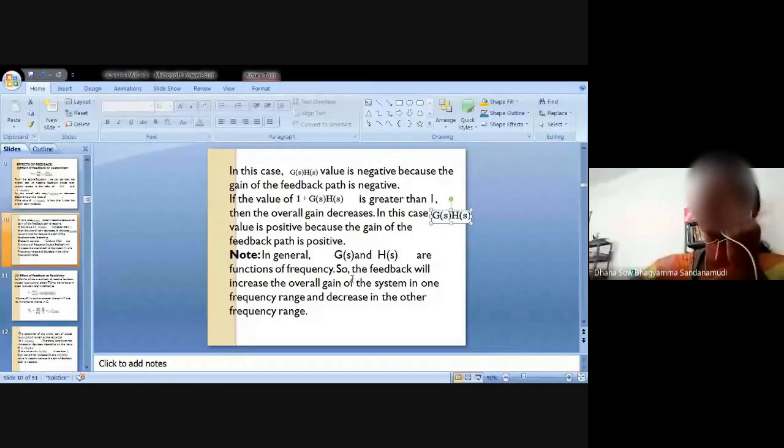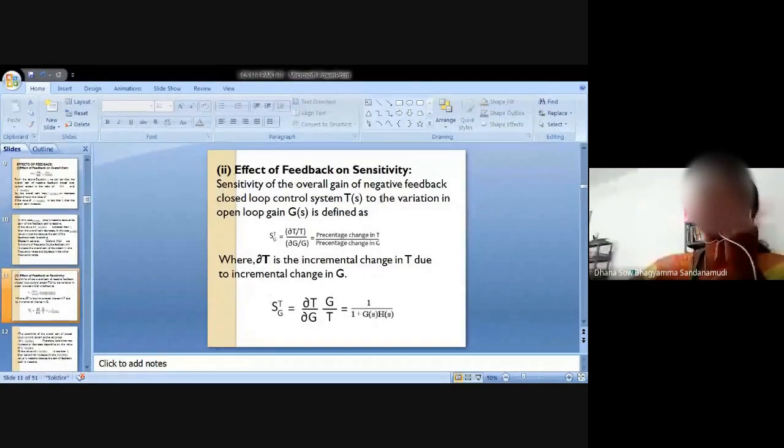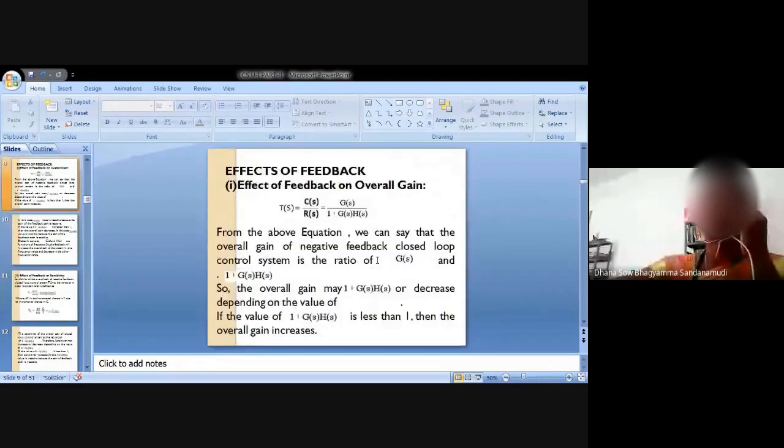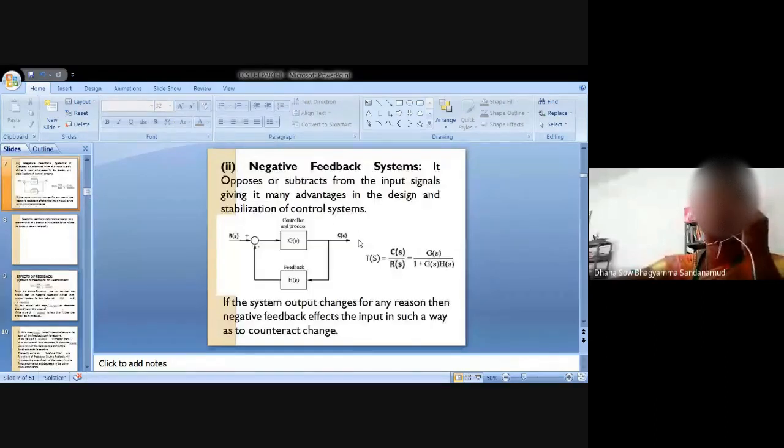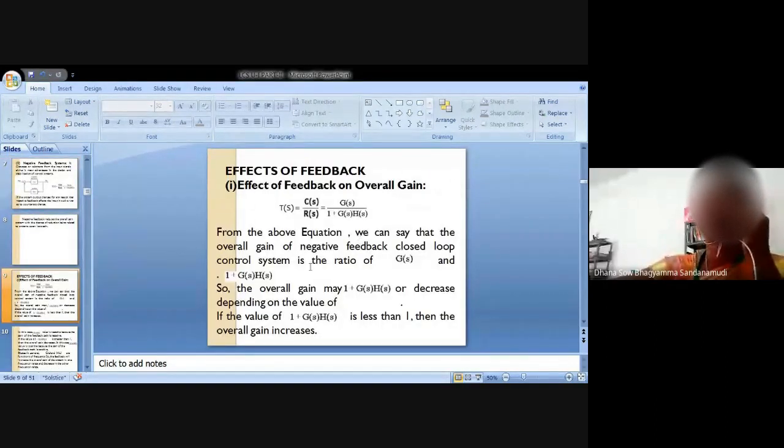There is a note, you can go through it. Let us see the effect of feedback on sensitivity. Here I am considering the G of S term, the open loop gain path, and I am also considering the overall gain. Overall gain is T of S, and the open loop gain is G of S. Let me consider the feedback path H of S as 1, so only the G of S term will be left over.